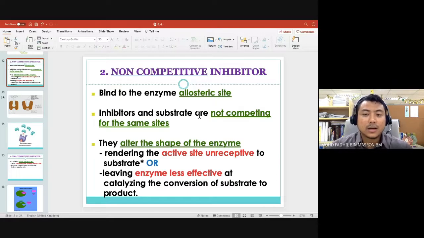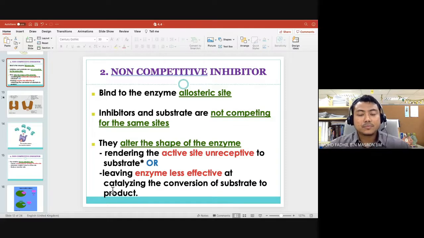Inhibitors and substrate are not competing for the same site. Betul, inhibitor dan substrate itu tak berebut untuk bind dekat active site yang sama. But however, they alter. They ni maksudnya the inhibitors lah. Once upon the binding at the allosteric site, they alter the shape of the enzyme's active site, rendering the active site to be unreceptive to substrate, or leaving enzyme less effective at catalyzing the conversion of substrate to product.